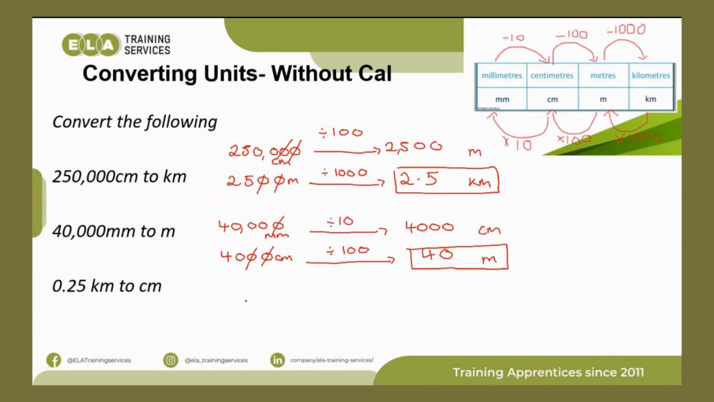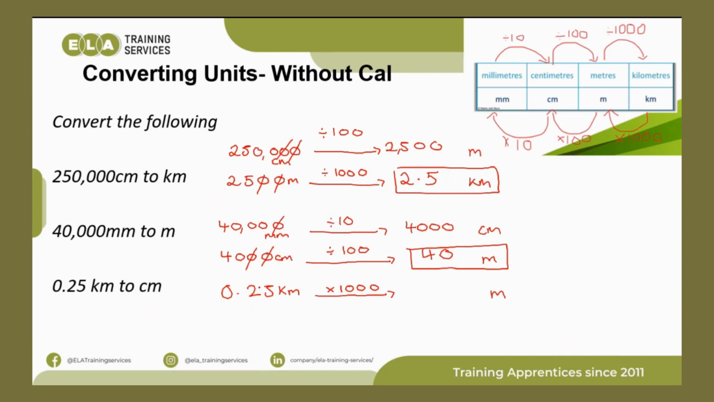So the next one, we're actually going to do the opposite. We're going to have to multiply. So we're going to start with 0.25 kilometres and we're going to multiply it by 1,000 to get it to metres first. So here, what we're going to do is multiply it in sets of 10.